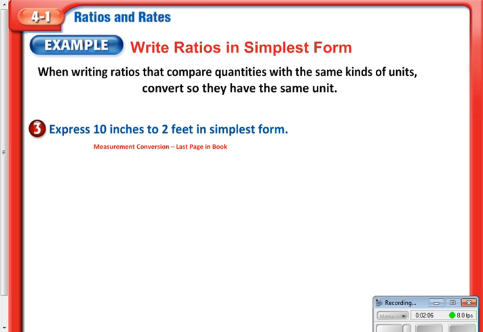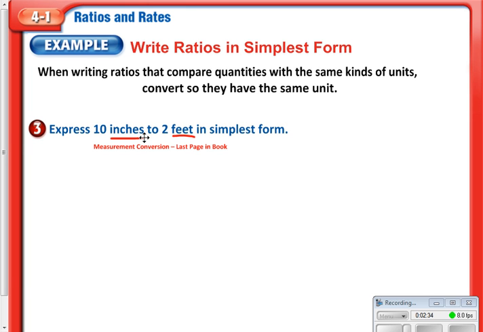Big thing today is that when you write ratios that compare quantities, in order to compare these quantities, you have to have the same unit. If you look in example 3, it says express 10 inches to 2 feet in simplest form. Notice that inches and feet are not the same measurement, so we need to do a conversion. Whether you're going to convert to feet or to inches, you need to determine what you're going to convert to.